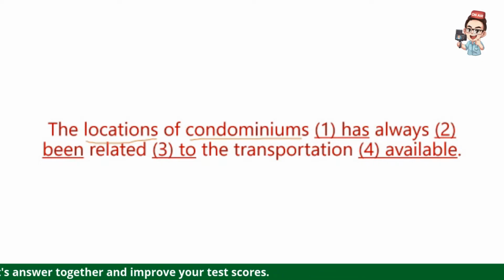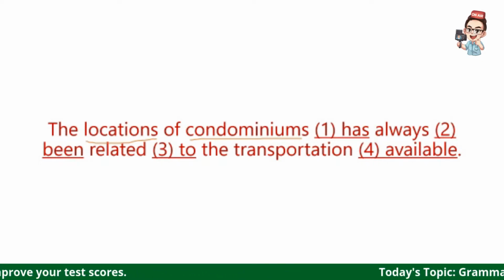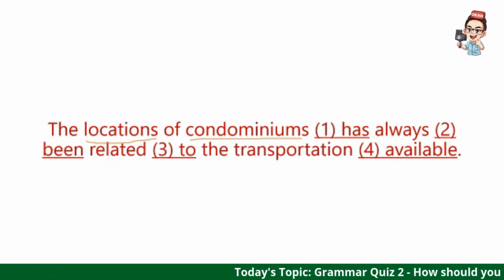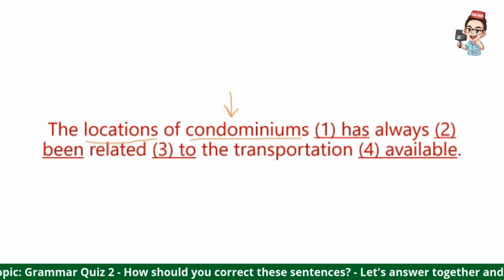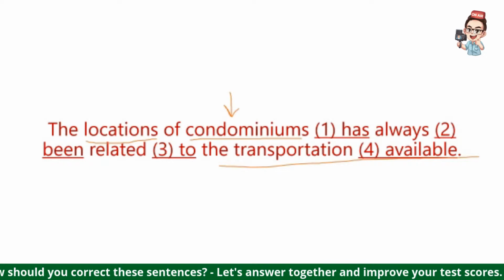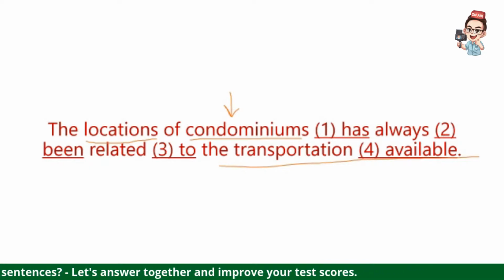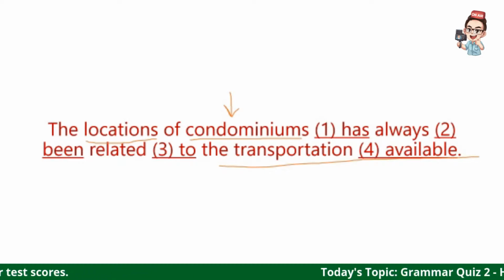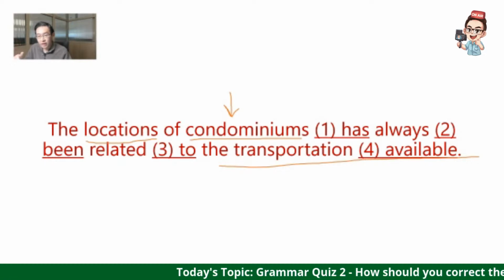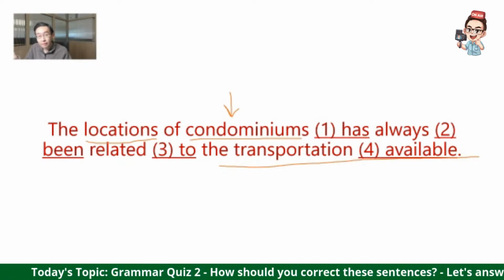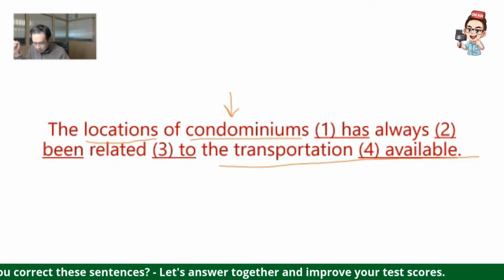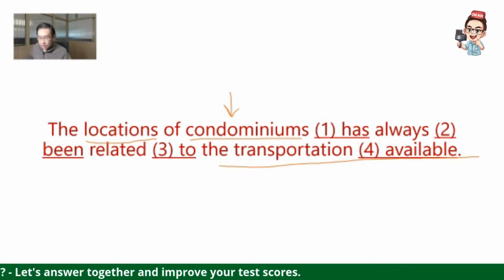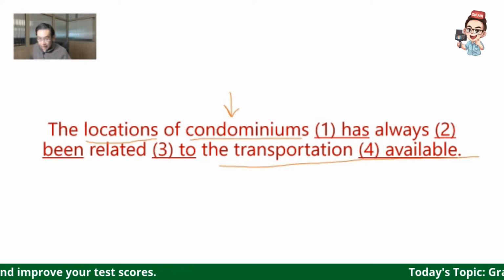Has always been related to the transportation available. So here it's saying that where you find condominiums are related to what? To the available transportation. So transportation can be like trains, subways, buses, and so on. So this sentence is trying to show us that if you want to find condominiums, they are more likely to be around places with lots of transportation, okay? So for this one, the word that you actually need to change is number one, okay? Which is what?